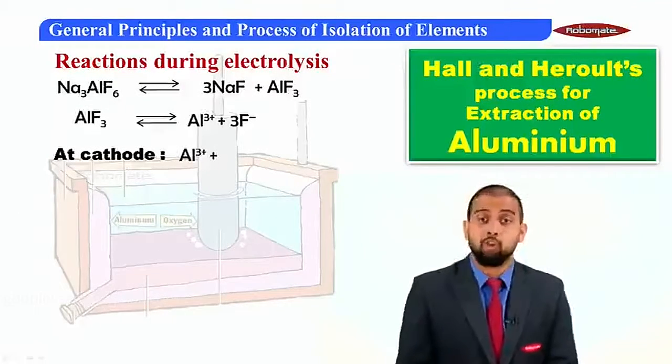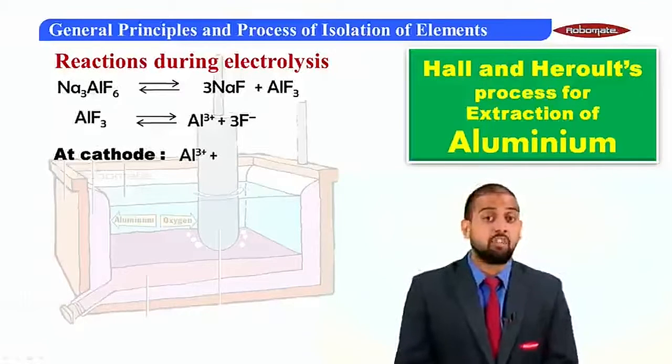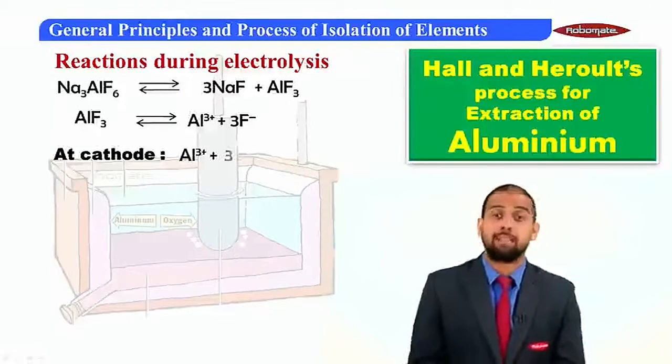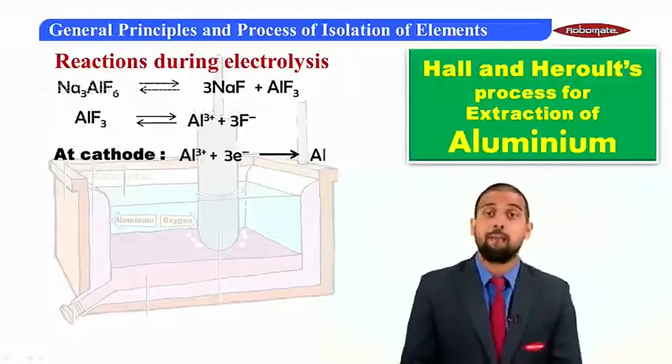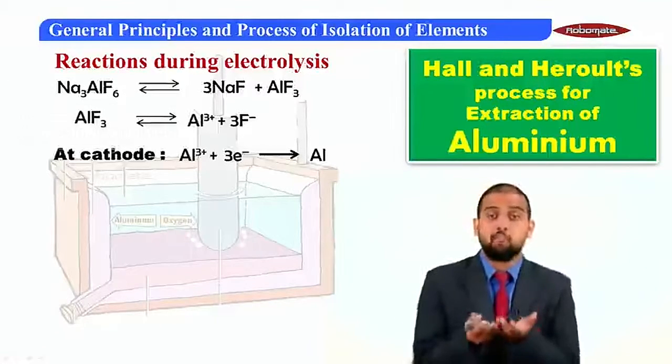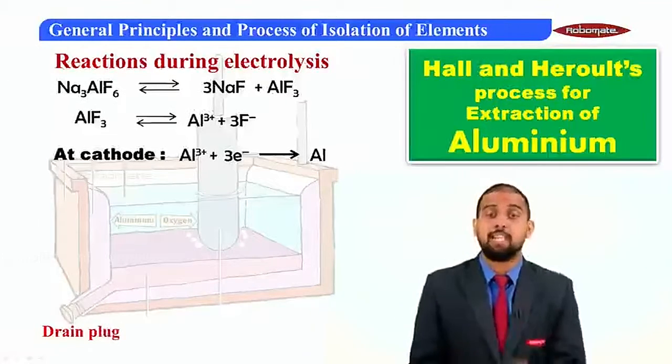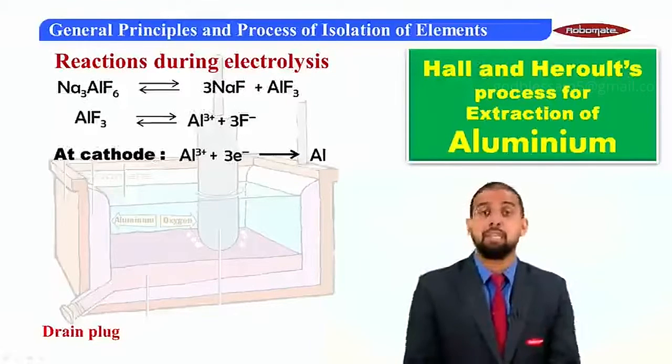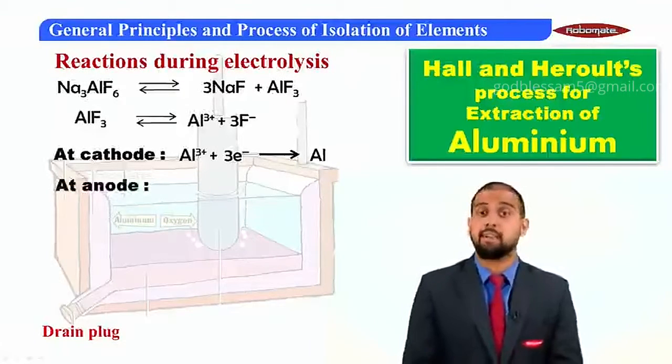But cathode is the electrode where reduction takes place, and reduction is gain of electrons. So Al3+ will accept 3 electrons and they will form aluminium. So aluminium is obtained at the cathode, which can be easily removed from the drain plug, which is at the bottom. And now it is time for us to talk about the reactions occurring at anode.